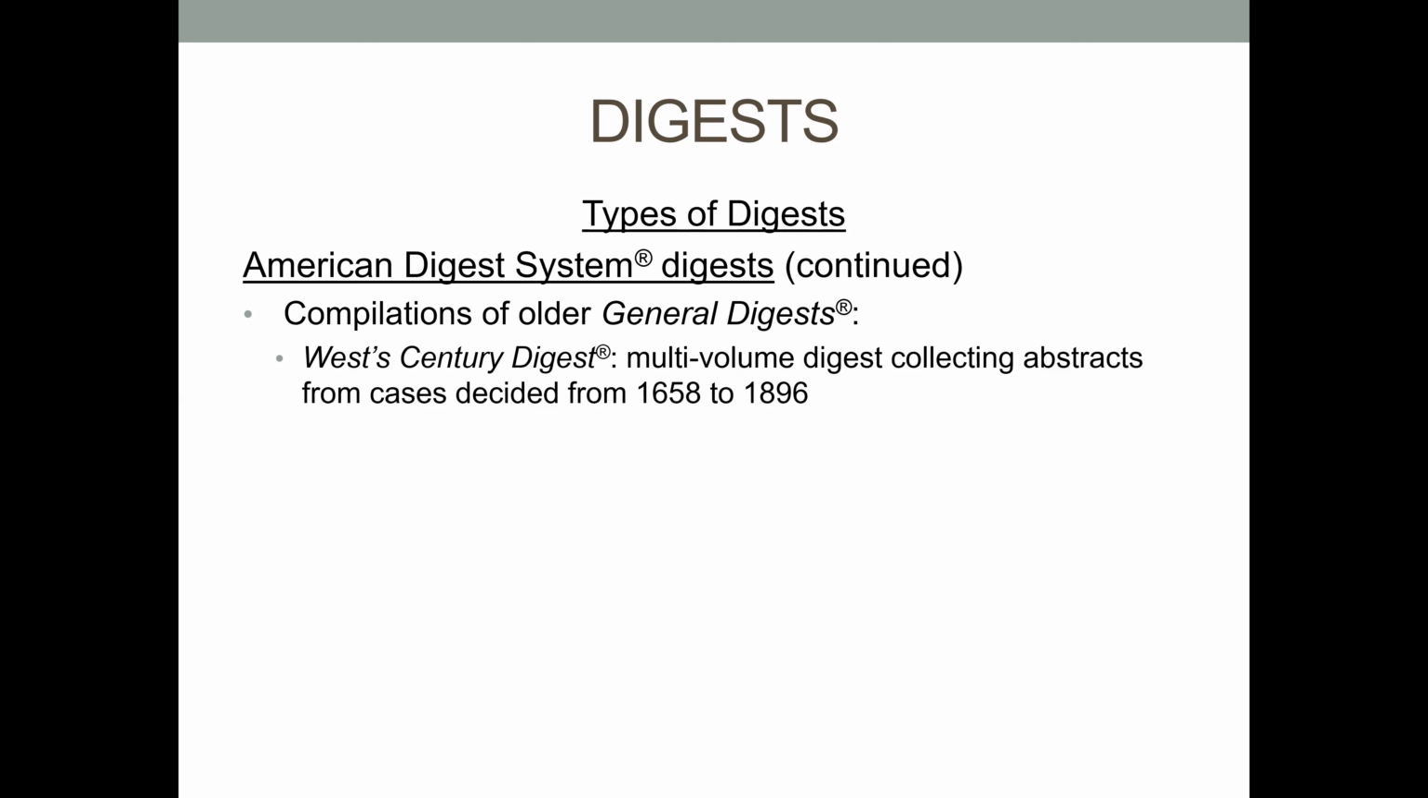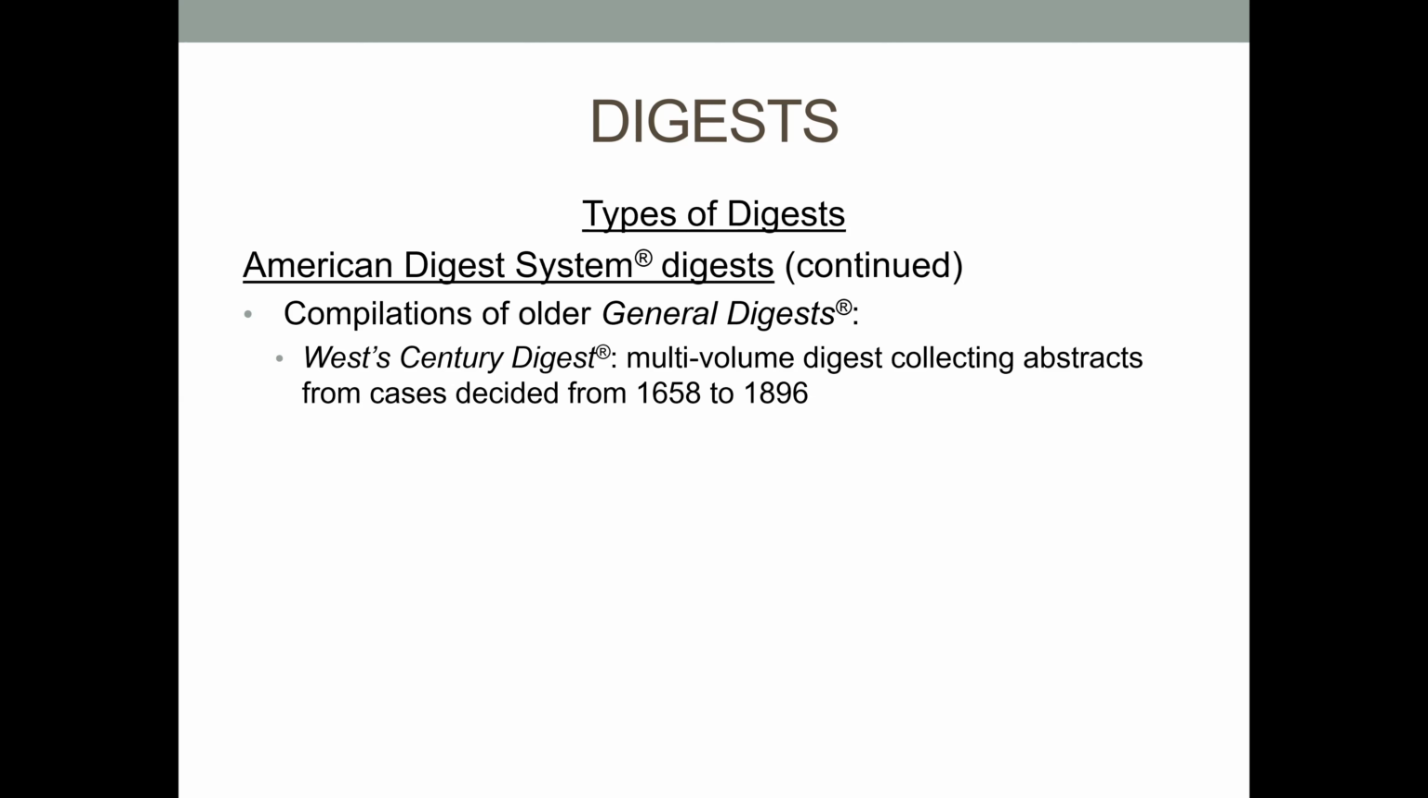Now, West did go back to some of the earliest court opinions in our nation's history, and even before our nation's history. And the very first huge series in the American Digest system was called West's Century Digest. And that's a multi-volume digest containing the abstracts of cases decided from 1658 all the way to 1896.